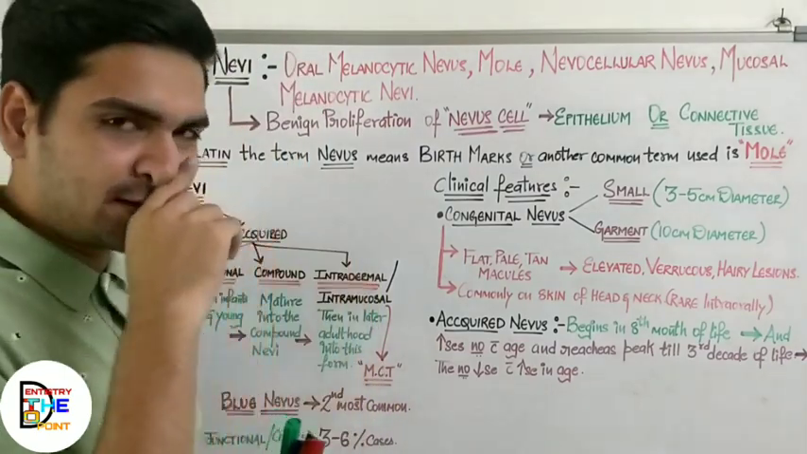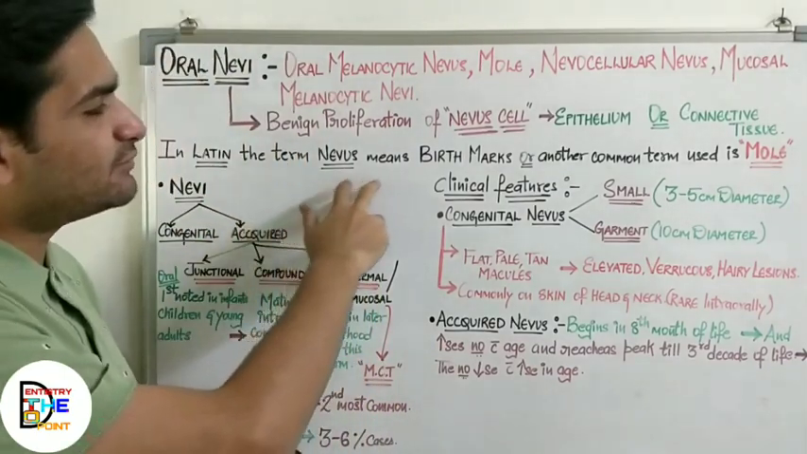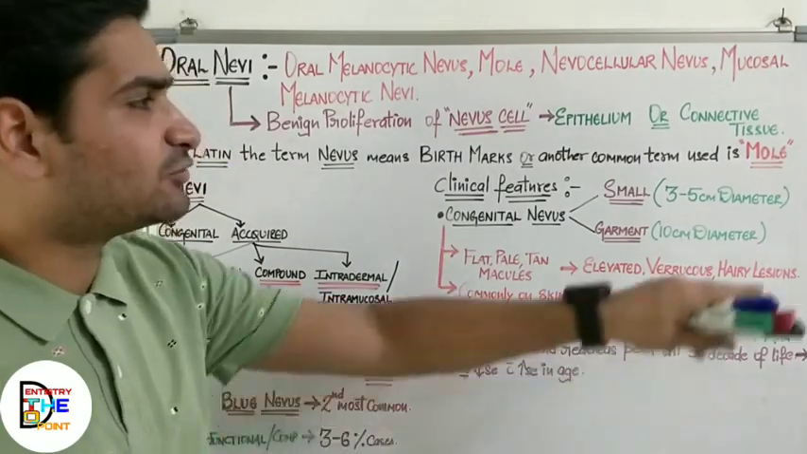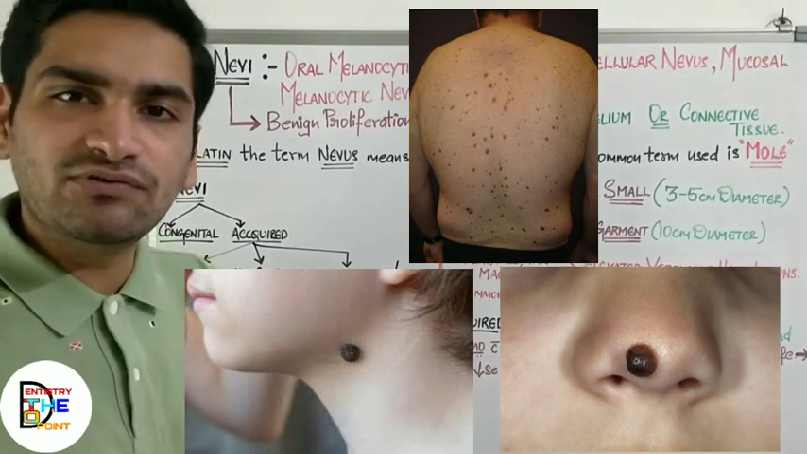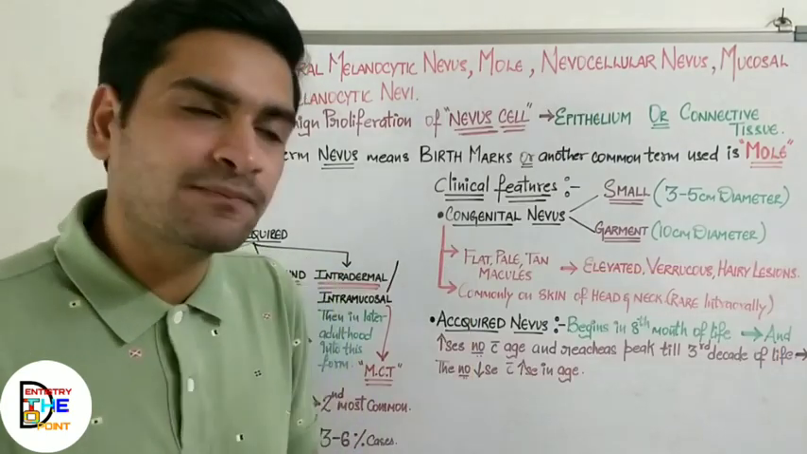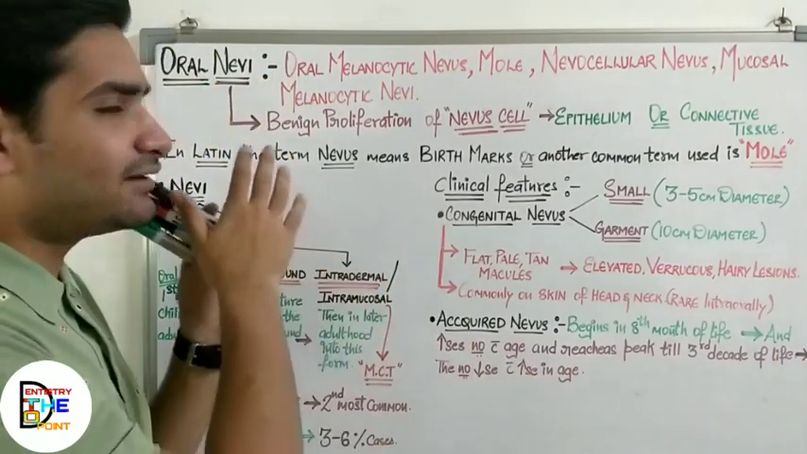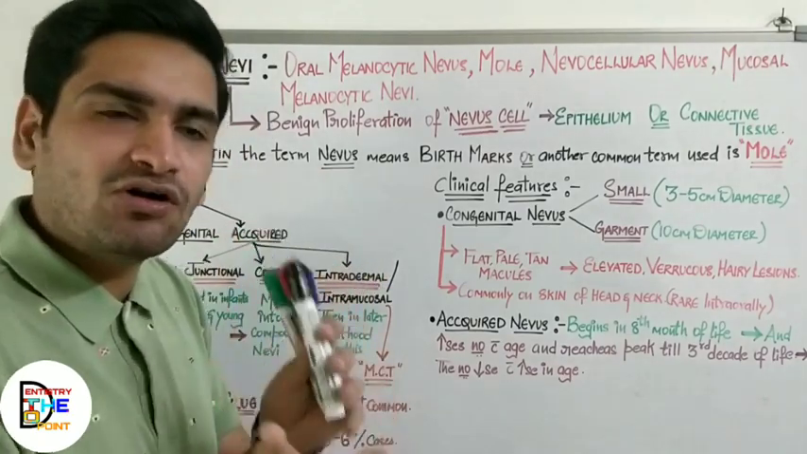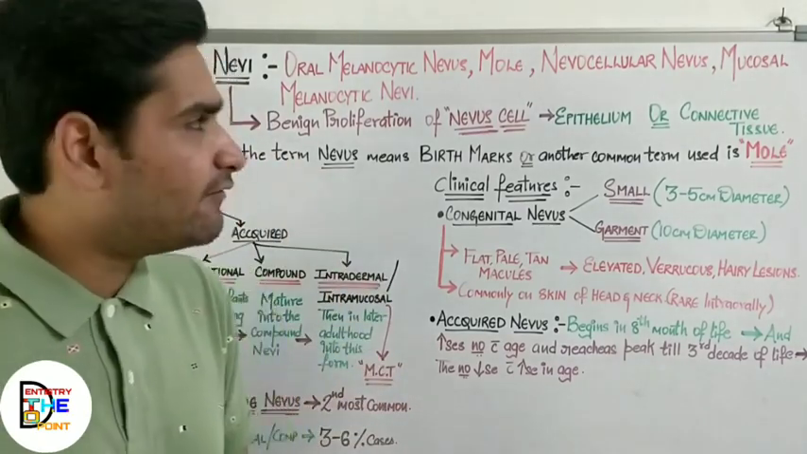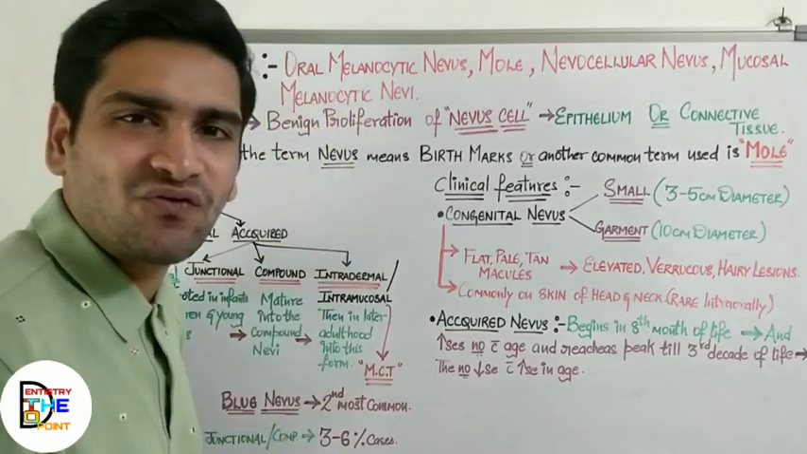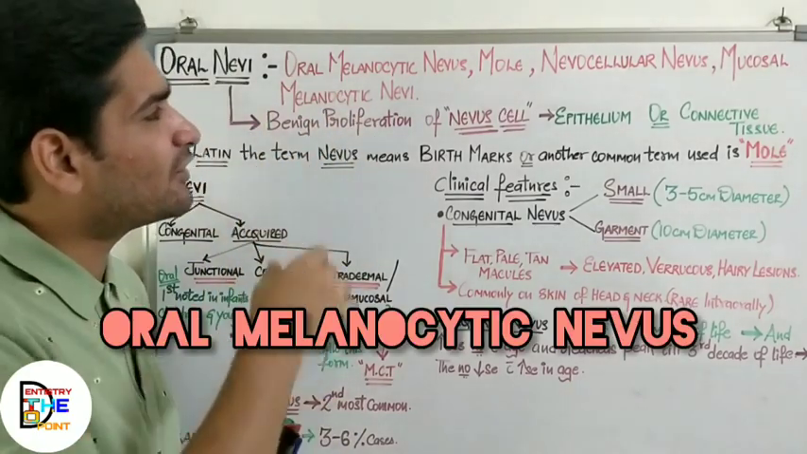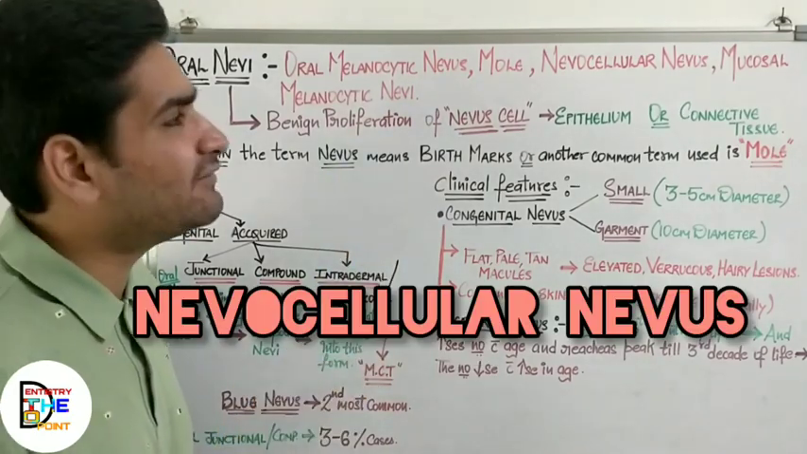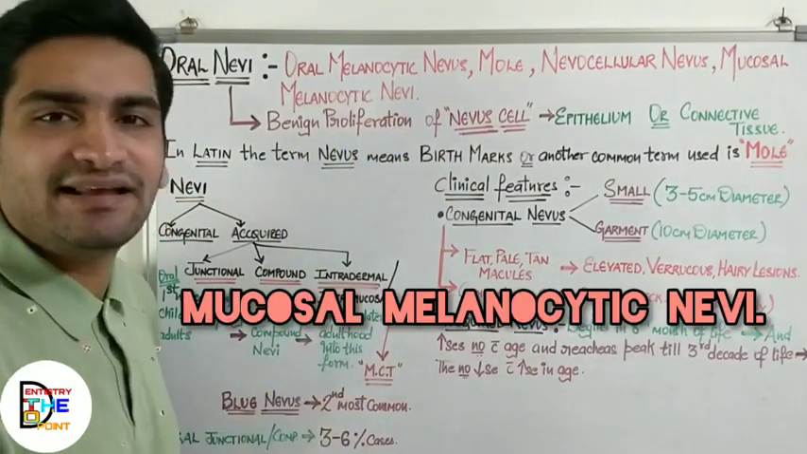In Latin the term nevus means birthmark, or you are well aware of the name mole, the birthmark or mole which is seen in many individuals. That is nothing but what is called nevus, which occurs on skin, and that form of nevus also occurs in the oral cavity. So there are various names given for oral nevi, that is oral melanocytic nevus, or mole, or nevocellular nevus, then mucosal melanocytic nevi.